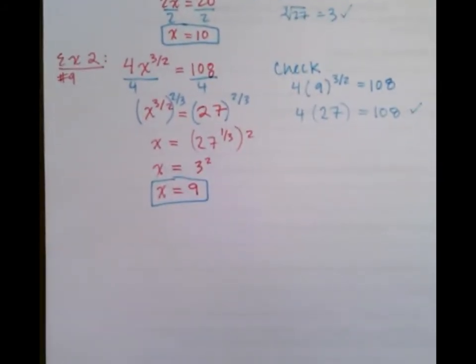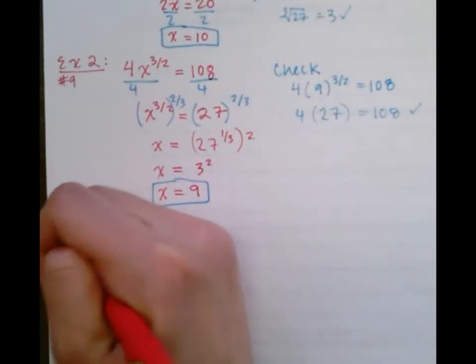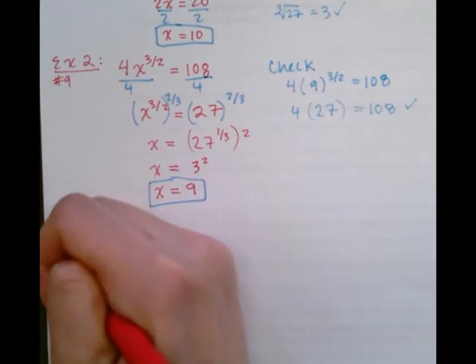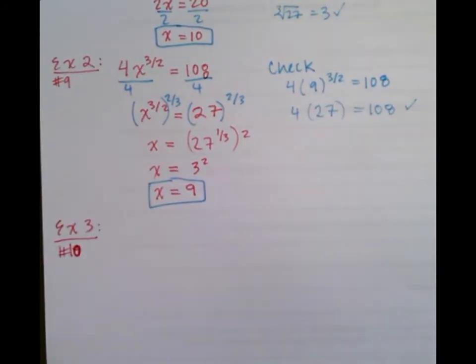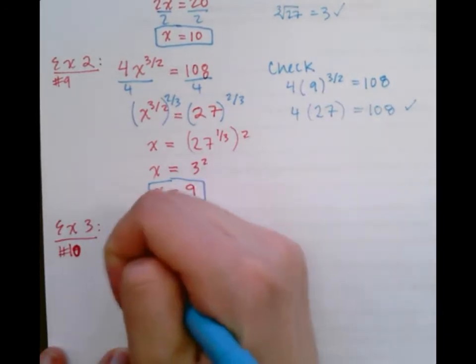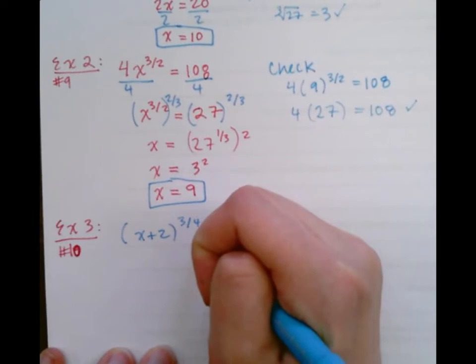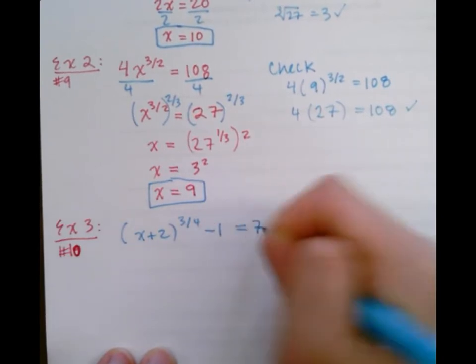All right, moving on to the next example, which is number 10. We have (x plus 2) to the 3/4, minus 1, is equal to 7.